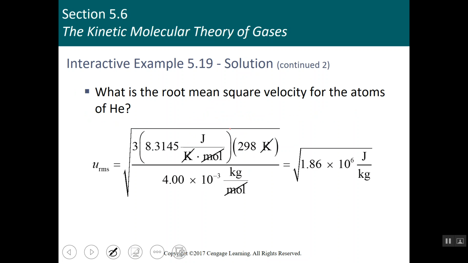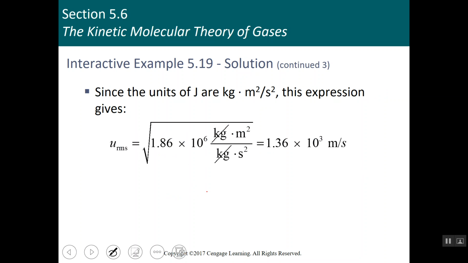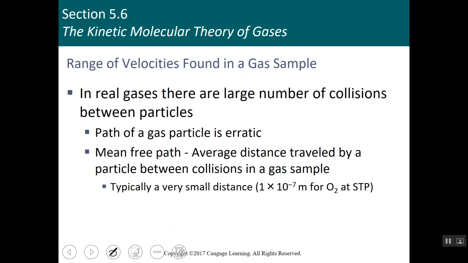So you put all those numbers in, and I know it looks kind of messy with all the variables in there, but 3 times 8.3145 times 298, and then you divide that by 4 times 10 to the negative third, you end up with the square root of 1.86 times 10 to the 6 joules per kilogram. And then when we take the square root of that, because we know that joules can be that particular unit, things cancel out and we end up with meters per second, which is a velocity unit, and so that works out okay.